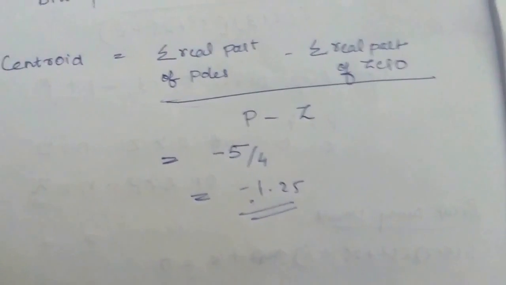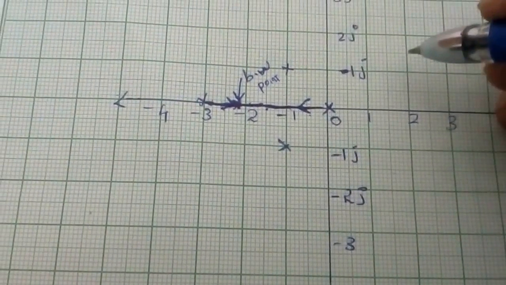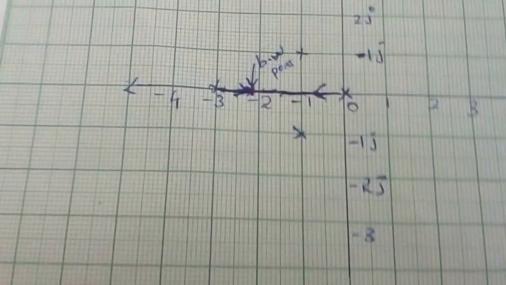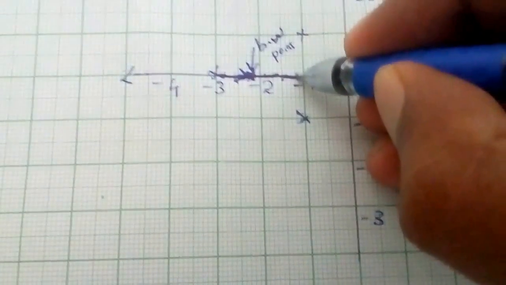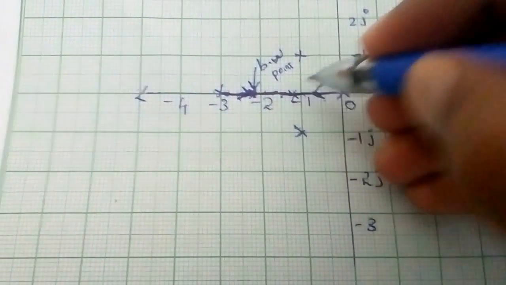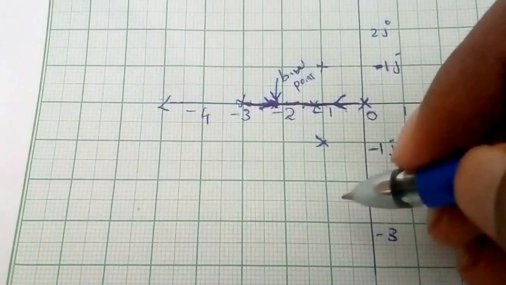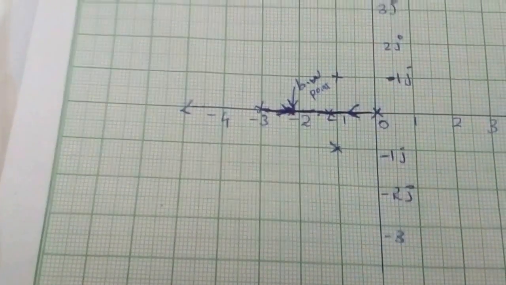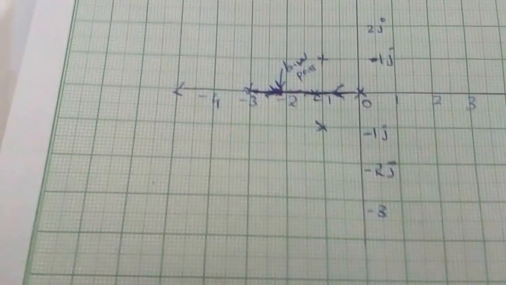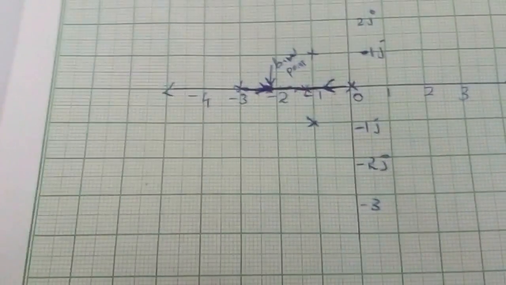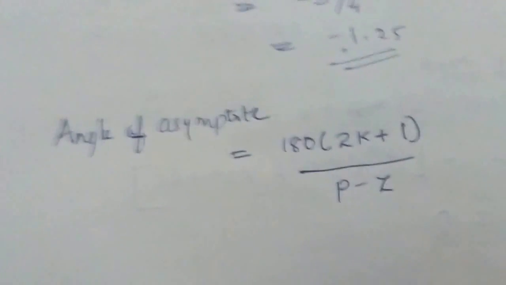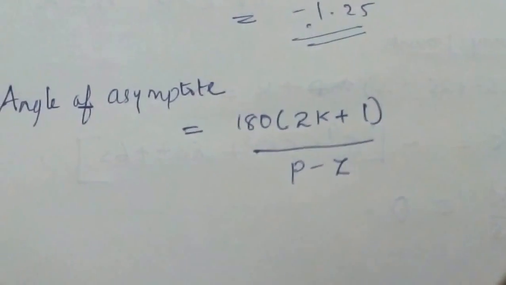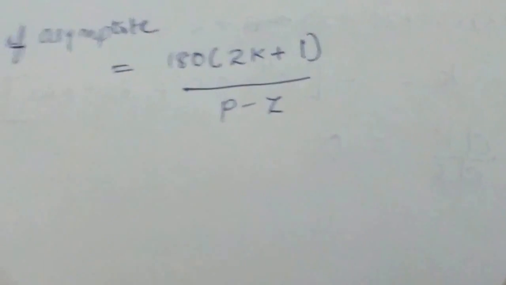So mark it in the graph. Okay, I'm going to mark the centroid, minus 1.25, right? Maybe it will be here, minus 1.25. That's the centroid where the asymptotes pass through, and now after that we need to find the angle of the asymptote. So this is the equation for finding the angle of the asymptote: 180 into (2k plus 1) divided by (p minus z).